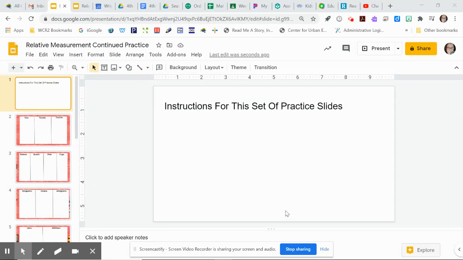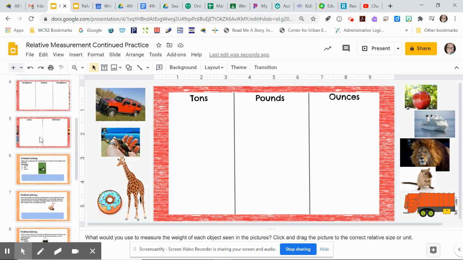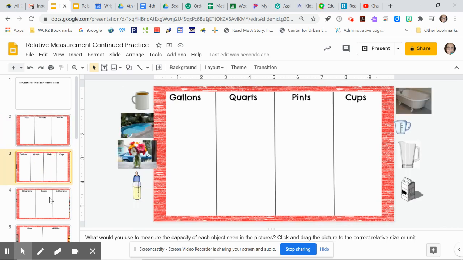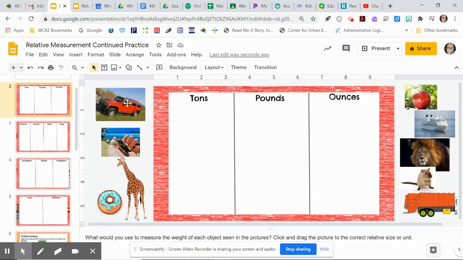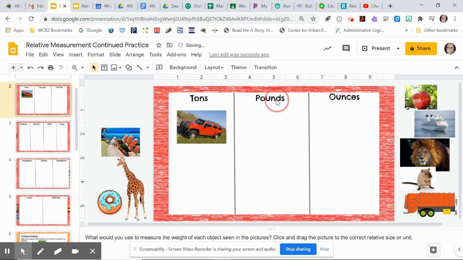Boys and girls, today you are continuing to practice with relative measurement, which means you're looking at what kind of measurement you would use for different objects or quantities. You should have already practiced this a little with the last set of relative measurement slides, but I want to go over instructions because they are a little different once you get past slide 5. Slides 2, 3, 4, and 5 are where you're just dragging the picture into the area where you think it belongs. So you think about tons, pounds, and ounces.